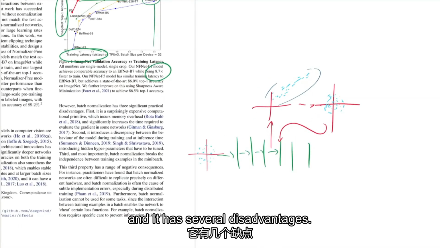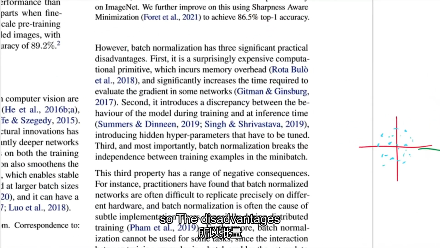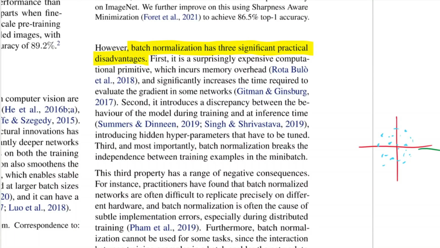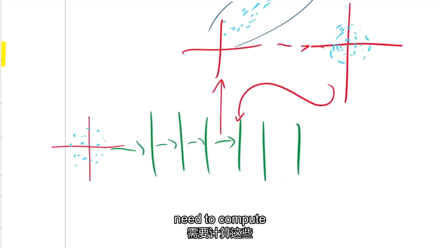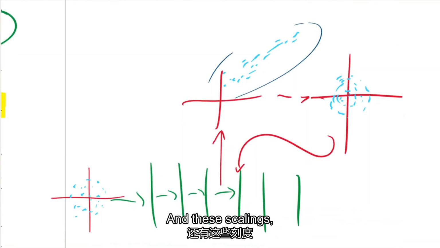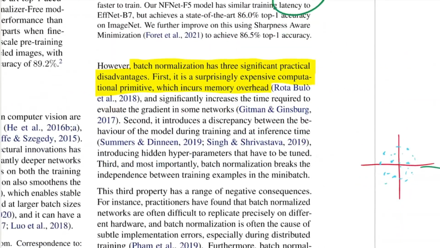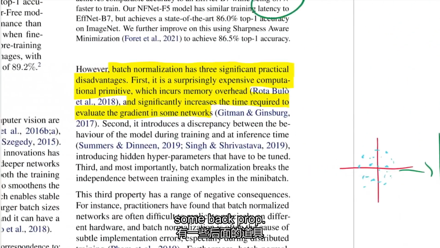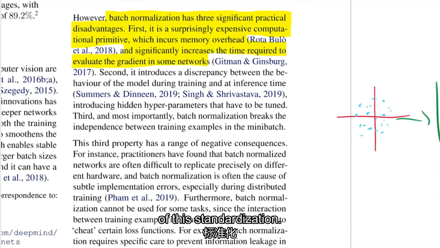That's batch norm, and it has several disadvantages. This paper identifies 3. "Batch normalization has 3 significant practical disadvantages. First, it is a surprisingly expensive computational primitive which incurs memory overhead," which is, you need to compute these means and these scalings, and you need to remember them for the backprop. "Second, it significantly increases the time required to evaluate the gradient in some networks." I mean, there is some backprop you have to do through all of this standardization.